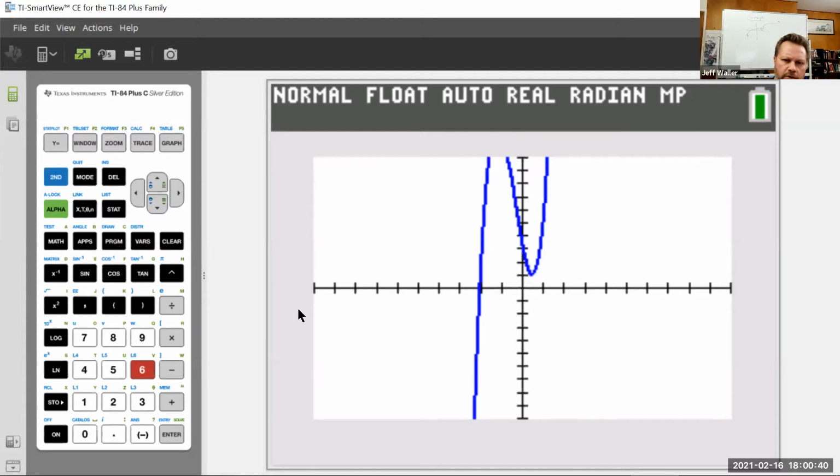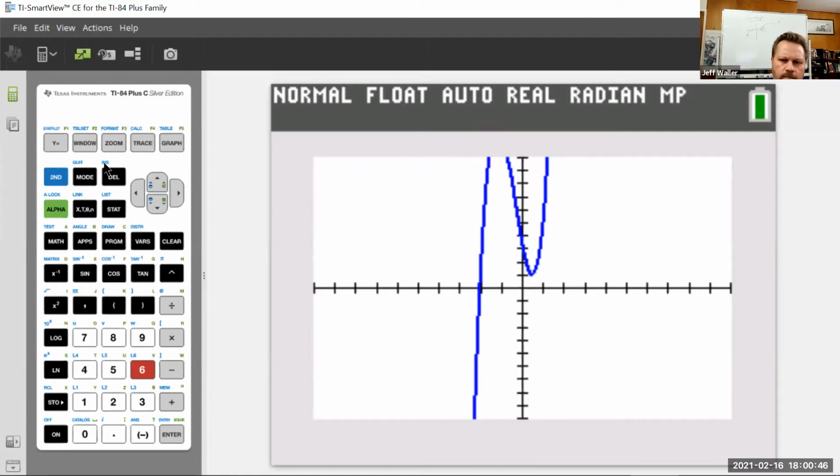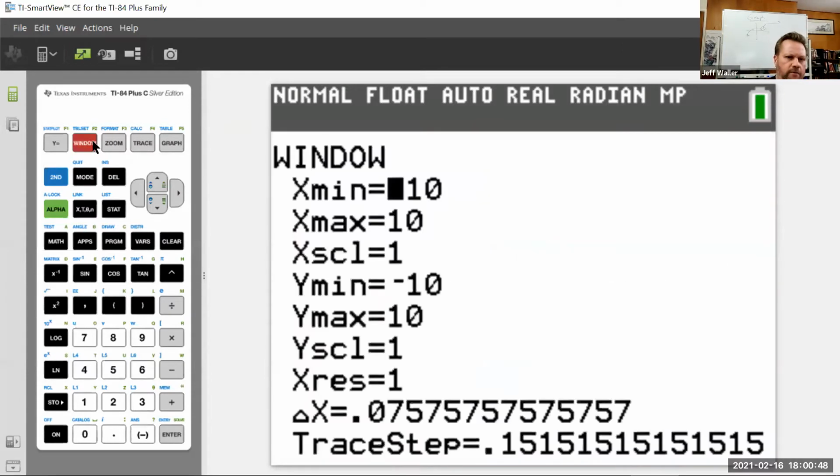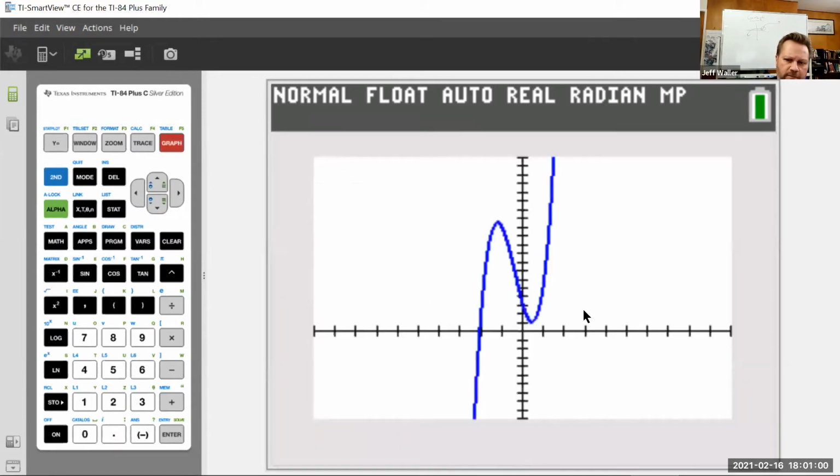I want to control this and make it bigger. So which button do I want to press? The zoom. The window. I want to get more direct control. Let me make my Y max. I want to make my Y max larger so I can see up higher. So let me just make it 20 just to be sure. Yeah, there we go.